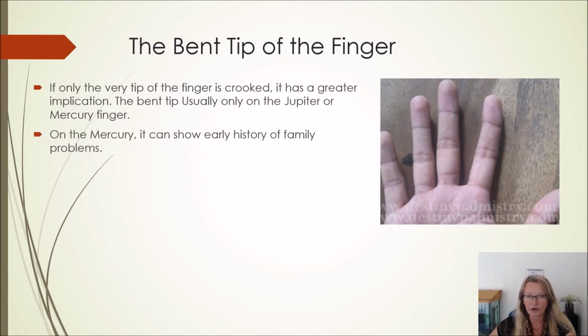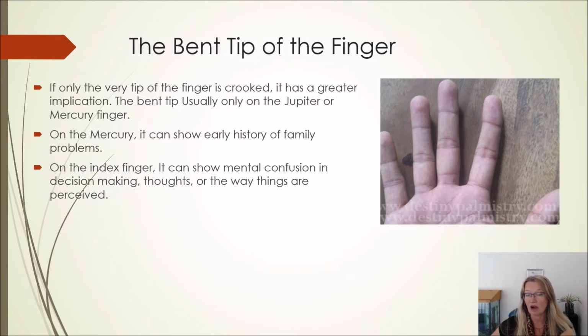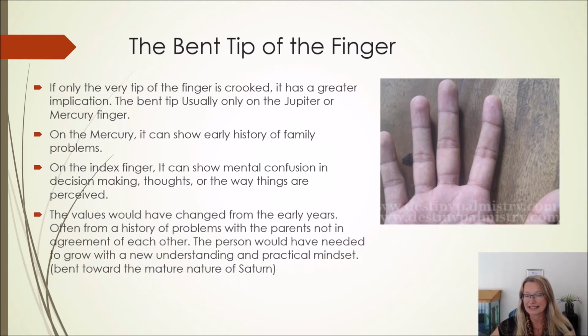So on the Mercury, on the pinky, it can show an early history of family problems. On the index finger, it can show some kind of mental confusion in the decision making, in the thoughts, or the way things are perceived. So the values would have changed from the early years for that person.